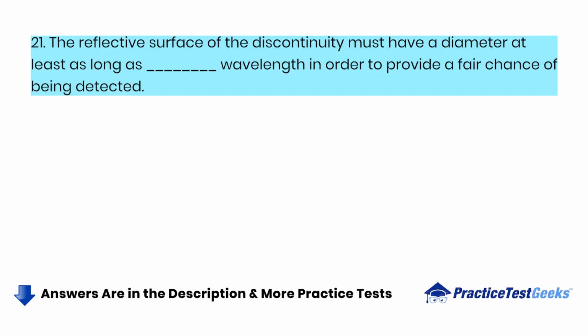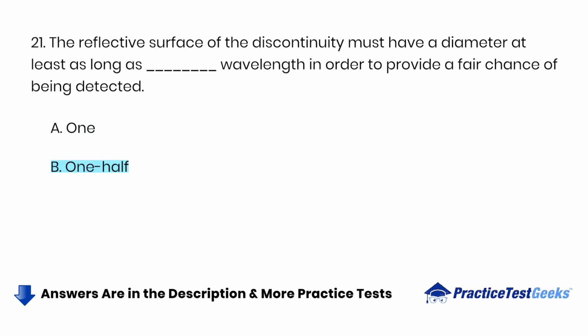The reflective surface of the discontinuity must have a diameter at least as long as wavelength in order to provide a fair chance of being detected. A. 1. B. 1/2. C. 1/4. D. 2.